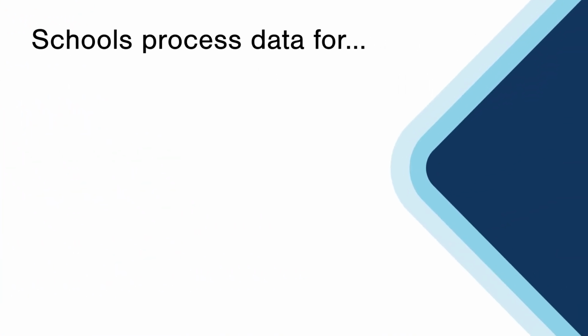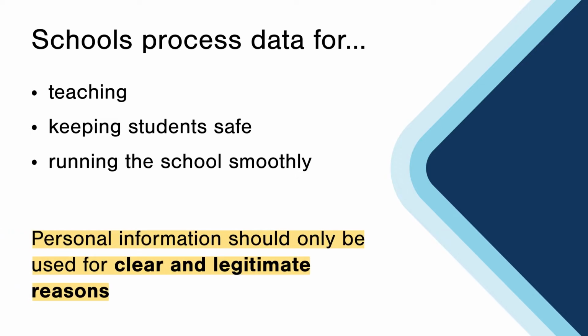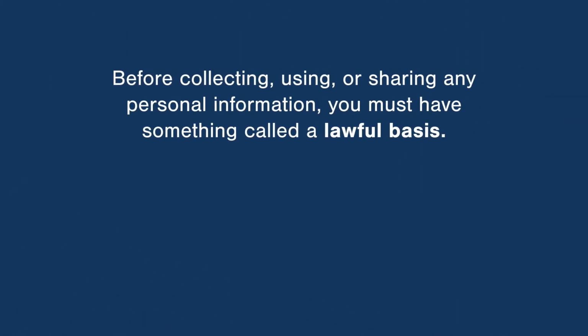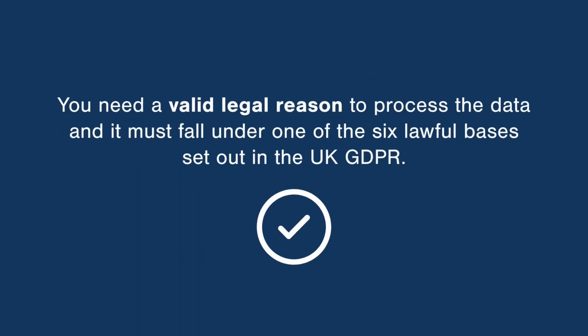In schools, data is processed for several reasons: teaching, keeping students safe, and making sure the school runs smoothly. It is important to remember that personal information should only be used for legitimate reasons. Before collecting, using, or sharing any personal information, you must have something called a lawful basis. This means you need a valid legal reason to process the data, and it must fall under one of the 6 lawful bases set out in the UK GDPR.